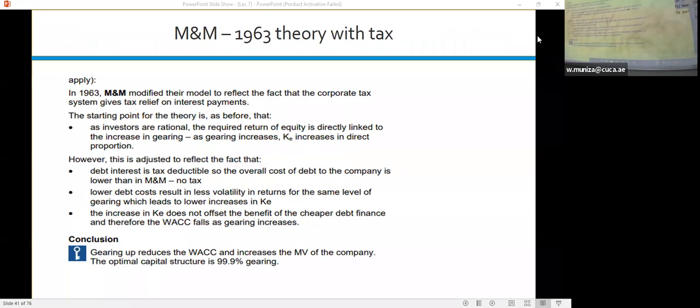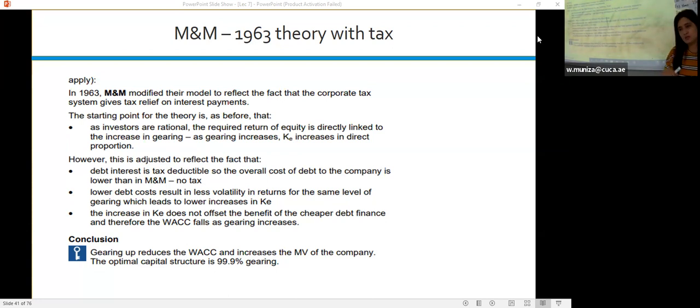Now, M&M theory, the second part is with an inclusion of taxation. When M&M provided this theory with taxation, they said that the more the gearing is in the company, the more beneficial it is. In the previous part, they said that WACC is not going to be changed. Whatever the mix of capital is there, it is irrelevant for the company. But over here, they said that the more the gearing in the company, the more beneficial it will be for the company. This is their stance. Why?